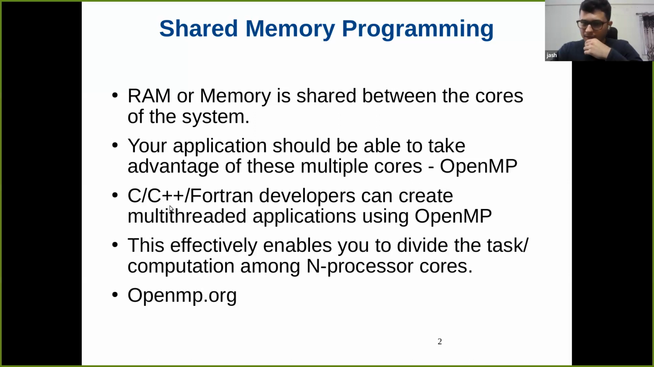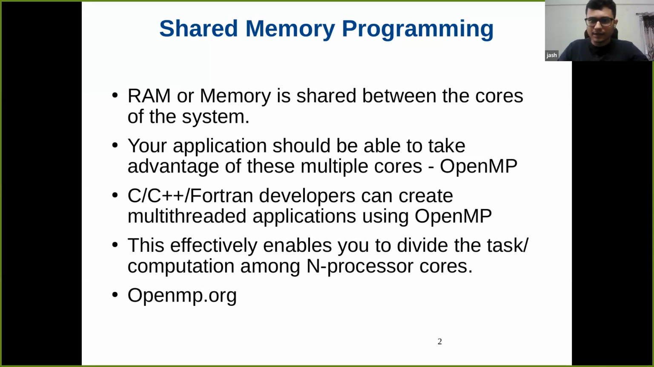Using OpenMP, you can write C, C++, and Fortran programs which can run on multiple cores. And that is what we are going to see. So C, C++, and Fortran developers can create multi-threaded applications using OpenMP, and it enables you to divide the computation among n cores.